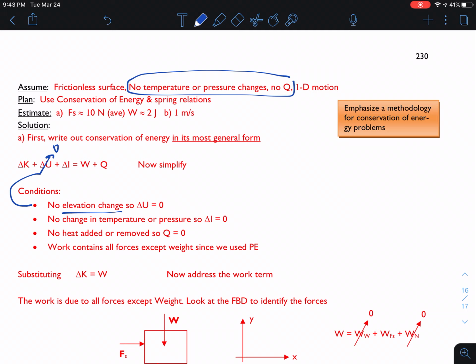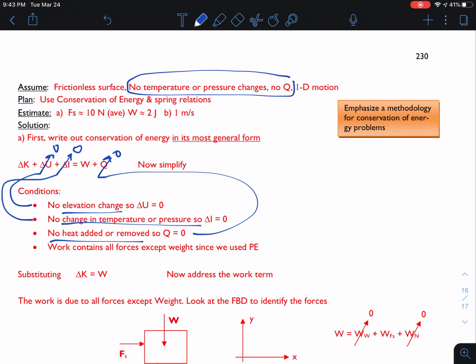Okay, next is delta I. So delta I is also 0 if there's no change in temperature or pressure. There's no change in temperature or pressure, and because of that we're gonna get rid of delta I as well. Next thing is work, and as I've been doing it so far in a couple examples I've shown, I do skip this part and I will investigate the work done in more detail later. So I'm going to move on to the heat. Heat, do we add or remove any heat from the system? No. So that means this term is going to go to 0 as well.